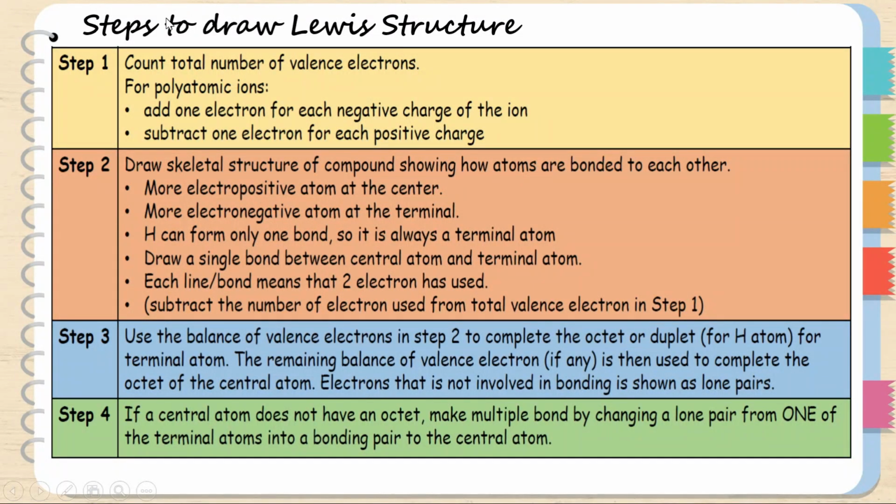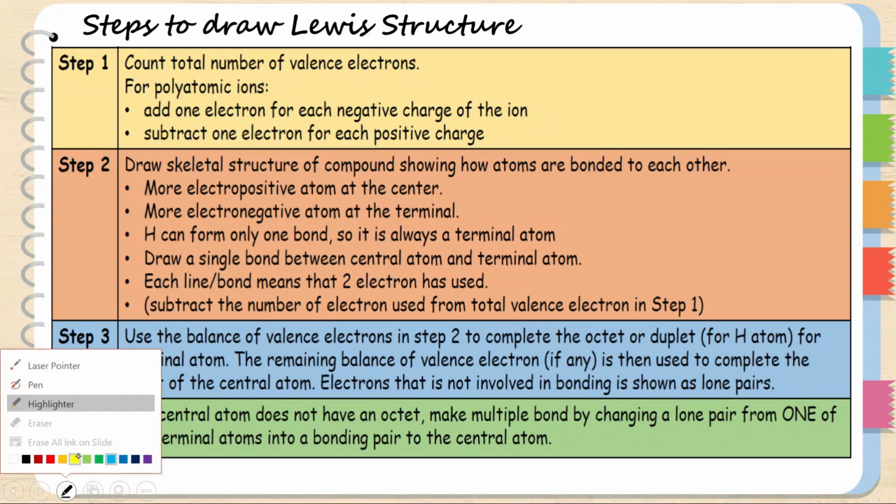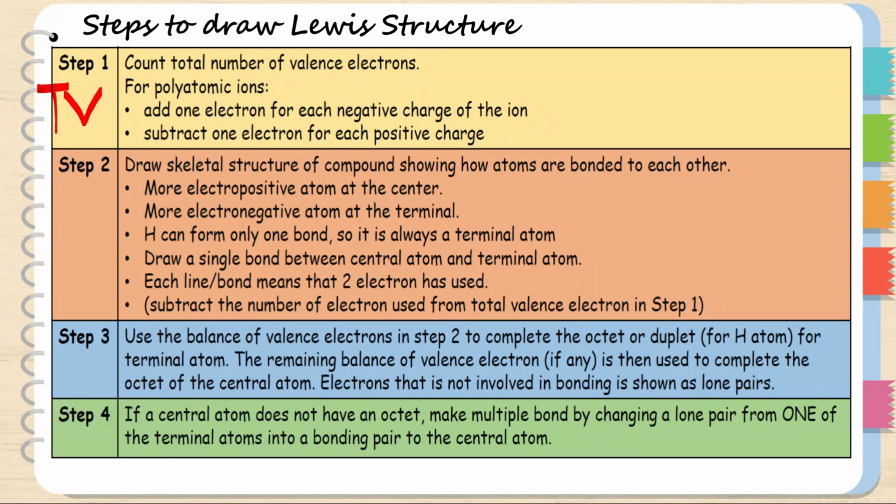There are actually 4 simple steps to draw the correct Lewis structure. The first step is TeV, which stands for total valence electrons. You need to count the total number of valence electrons for all atoms in the covalent molecule. But for polyatomic ions, as they gain or lose electrons to form the ion, we need to consider the number of electrons here.